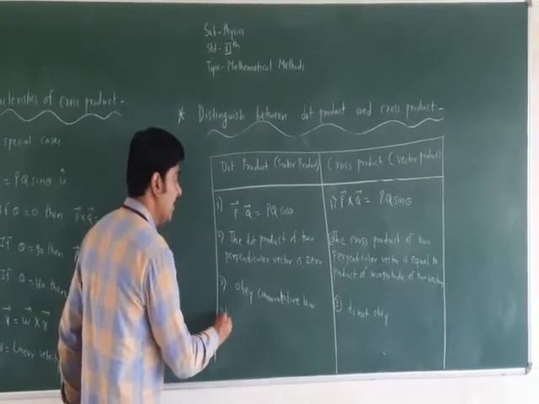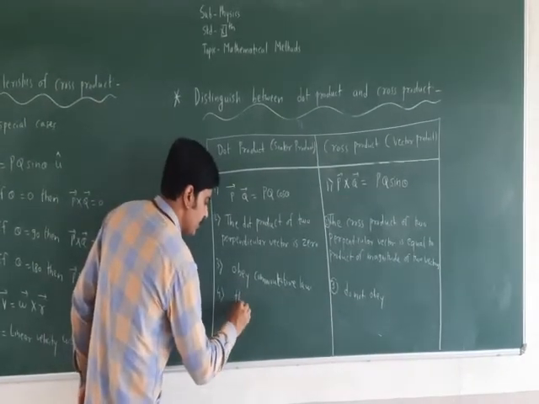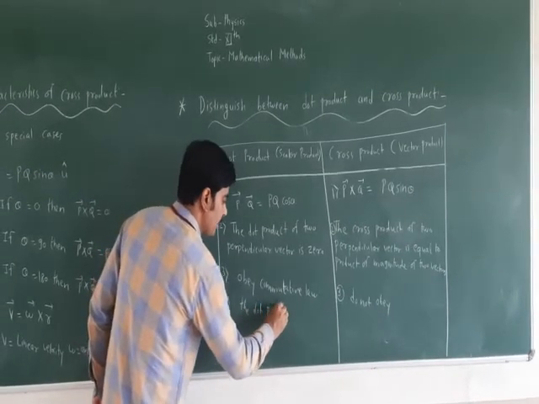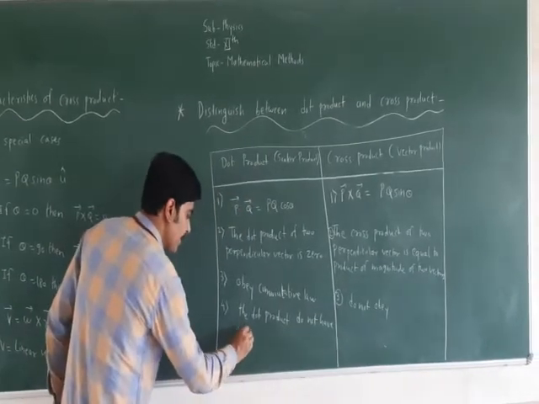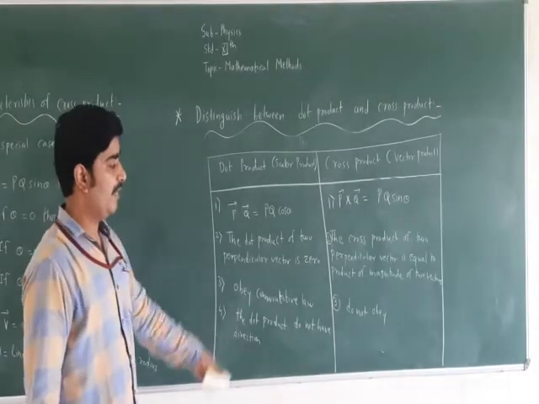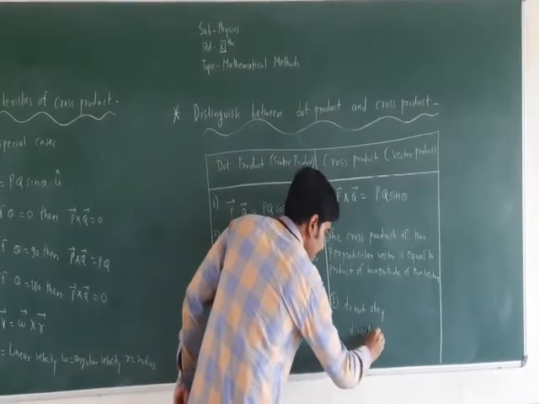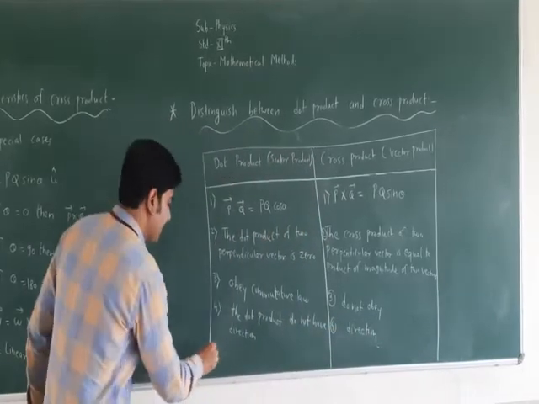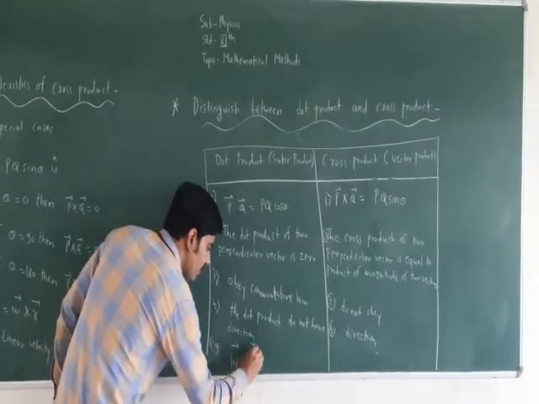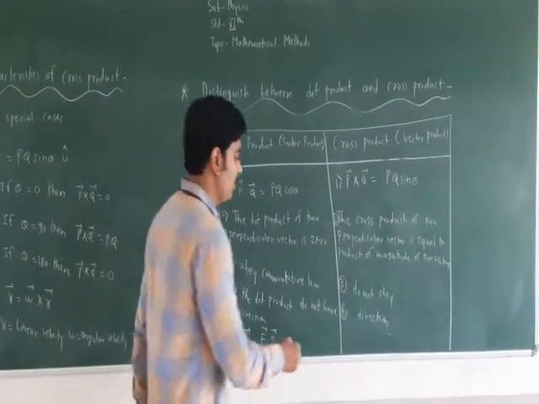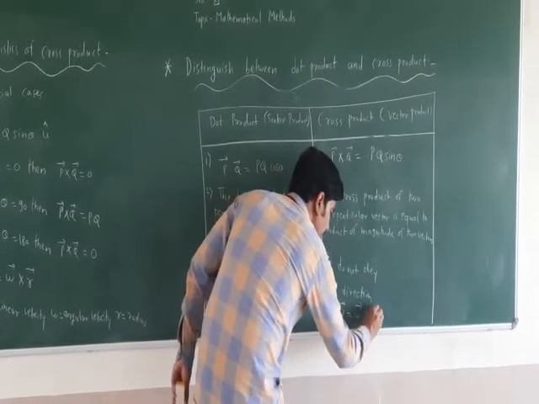Fourth point you can write regarding the dot product is that the dot product does not have direction. And here you can write that the cross product or vector product has direction. This is the fourth point. Fifth point, we can write regarding the example that the dot product, work is equal to vector F dot vector S. And here we can write the example, linear velocity v is equal to vector omega cross vector r.